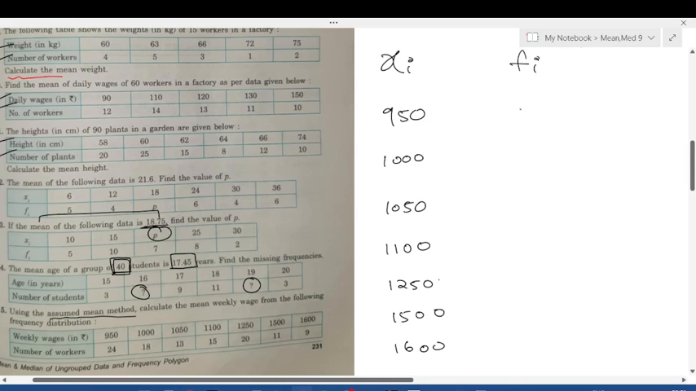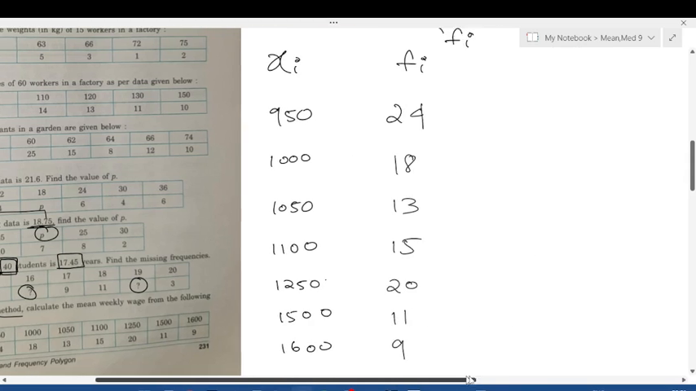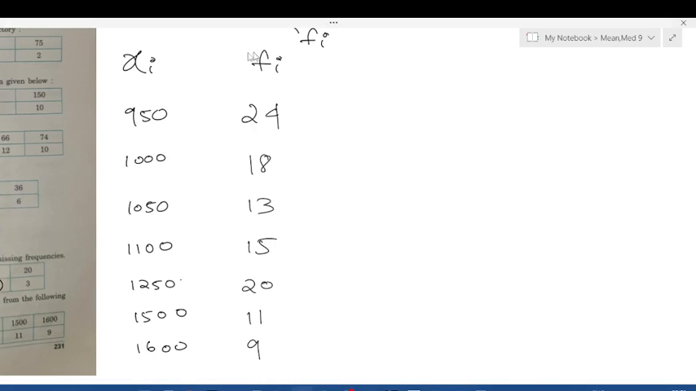Fi. Copy the same thing: 24, 18, 13, 15, 20, 11 and 9. Next. These are the two things required, xi and fi, which is what they have given. Tell me the formula, students. All of you will tell me the formula.